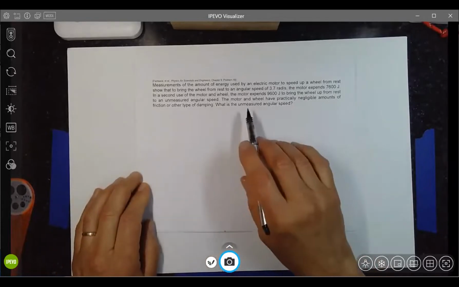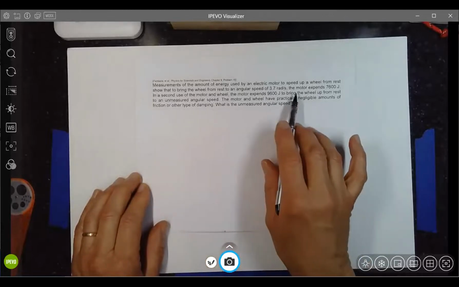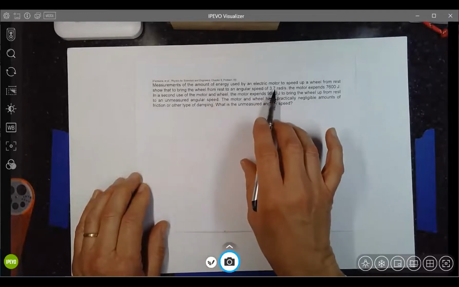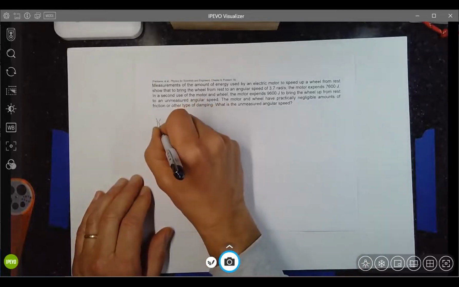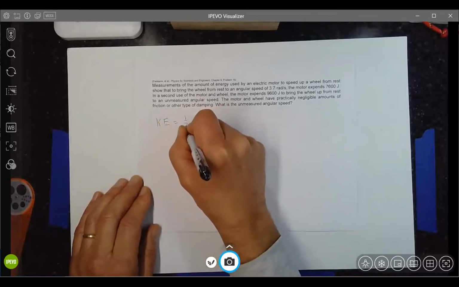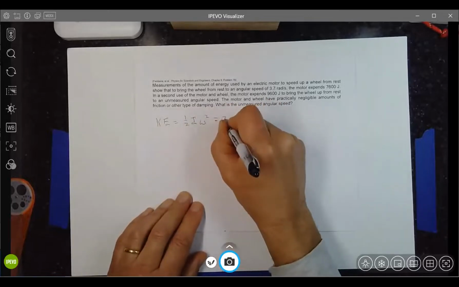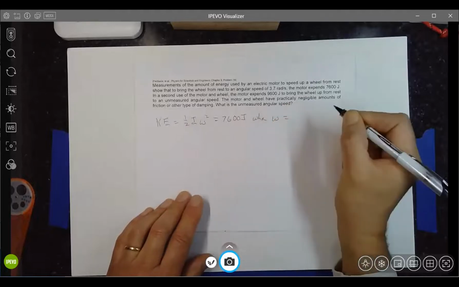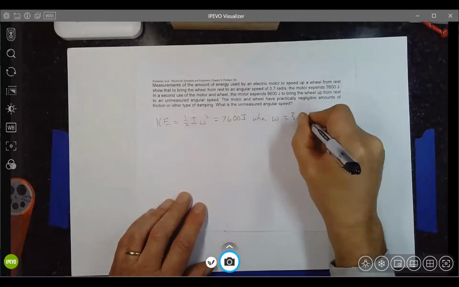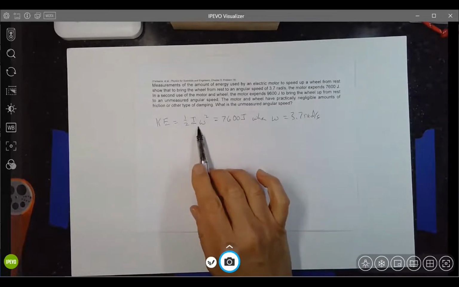So the motor and the wheel have practically negligible amounts of friction or other type of damping. So in getting the thing from 0 to 3.7 radians per second, it expended 7,600 joules. That would be the kinetic energy that the motor gave to the wheel. And so we could say that the kinetic energy is going to equal 1/2 I omega squared. And that was equal to 7,600 joules when omega is equal to 3.7 radians per second. Okay.